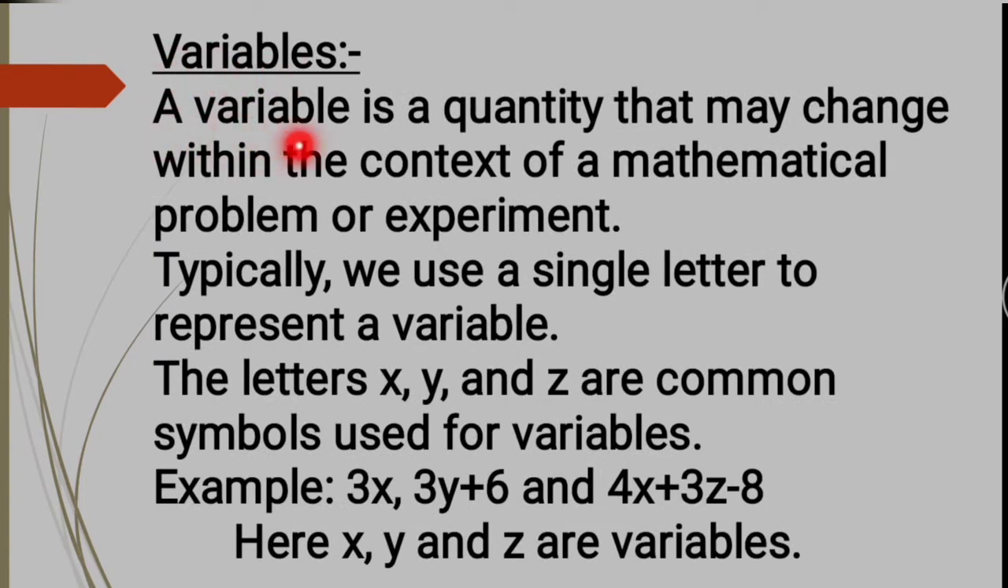Variables. A variable is a quantity that may change within the context of a mathematical problem or experiment. Typically, we use a single letter to represent a variable. The letters x, y, and z are common symbols used for variables. Example: 3x, 3y plus 6 and 4x plus 3z minus 8. Here x, y and z are variables.